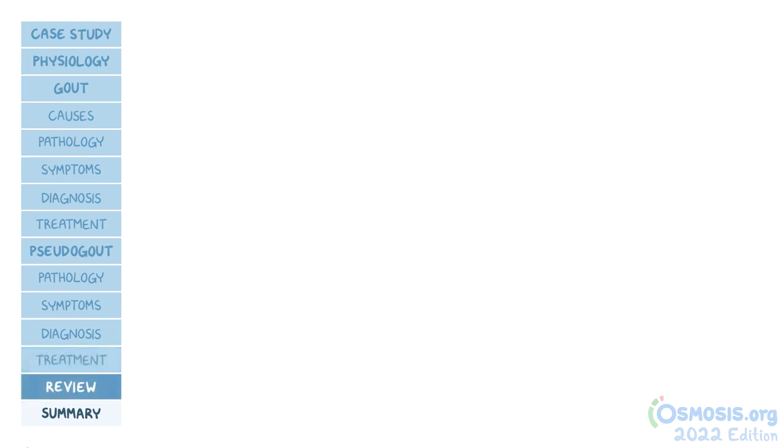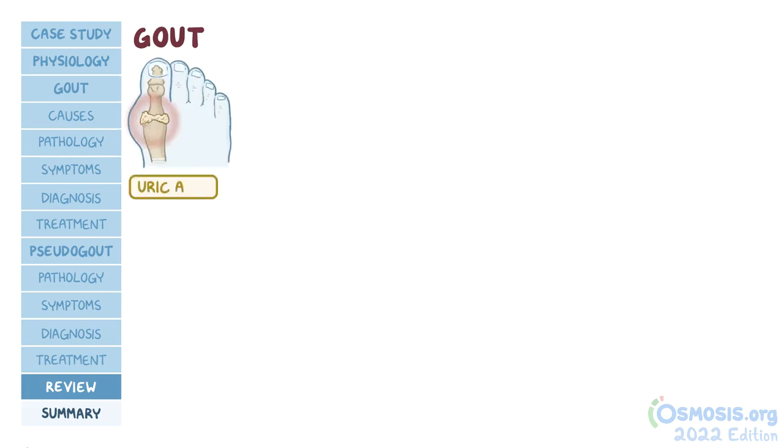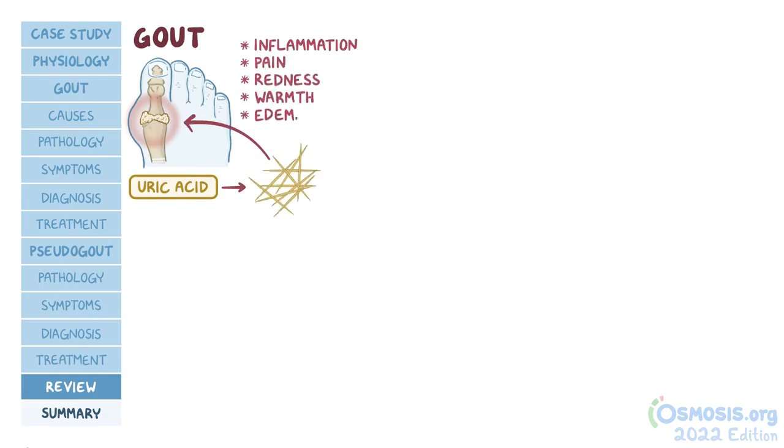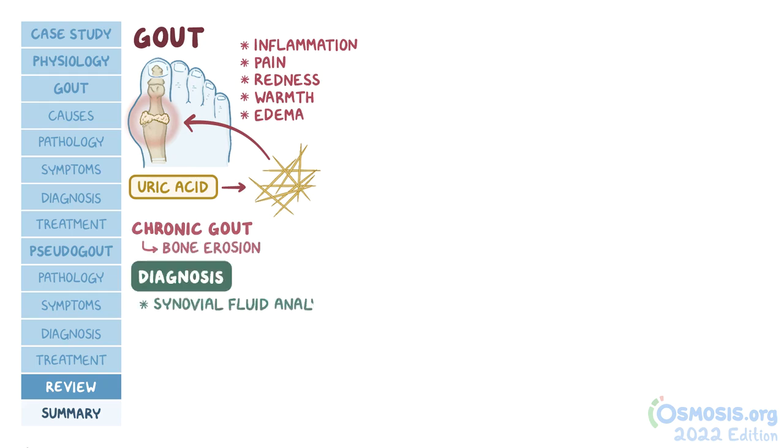All right, as a quick recap, gout is a type of inflammatory disease that typically affects the first metatarsal joint, which is the base of the big toe, where uric acid precipitates to form monosodium urate crystals, which deposit in the joint and lead to inflammation and pain, redness, warmth, and edema. Over time, chronic gout can lead to bone erosion. Diagnosis is based on synovial fluid analysis, where monosodium urate crystals have a sharp, needle-like form and are negatively birefringent.